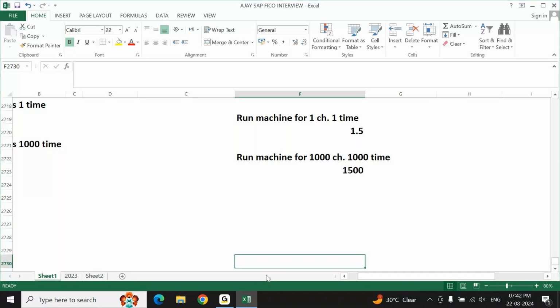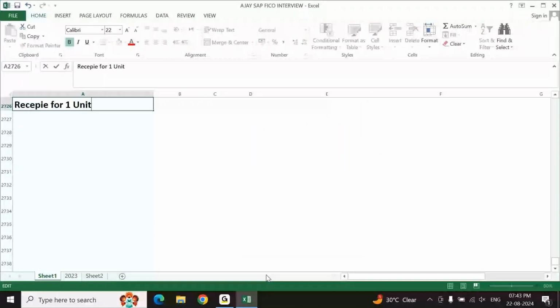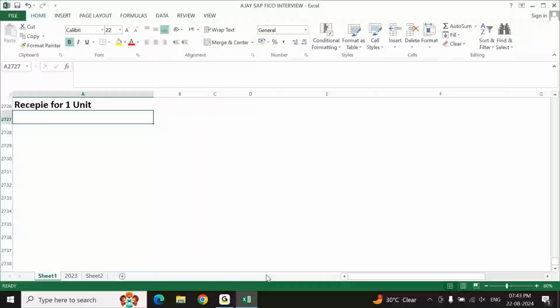I am going to tell, let's say, recipe for 10 units, or let's say recipe for 1 unit. It can be anything. I'm not putting any name here again. Recipe for 1 unit is, let's say, everybody drinks tea here. Everybody takes tea, right? Yes, sir. For example, recipe for 1 cup of tea.